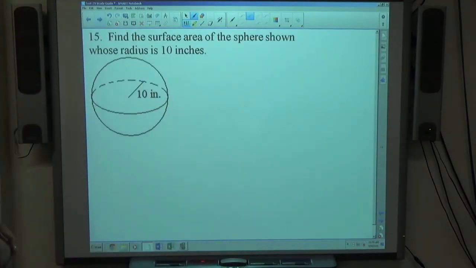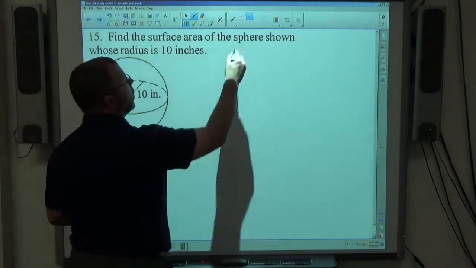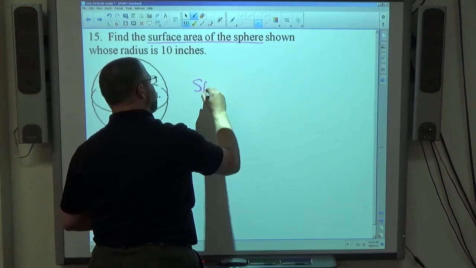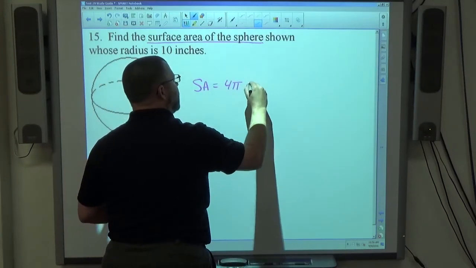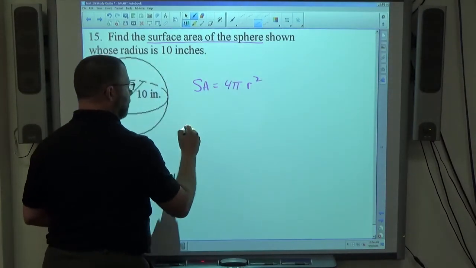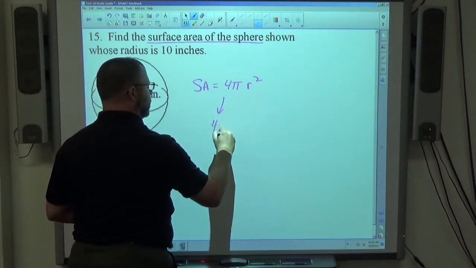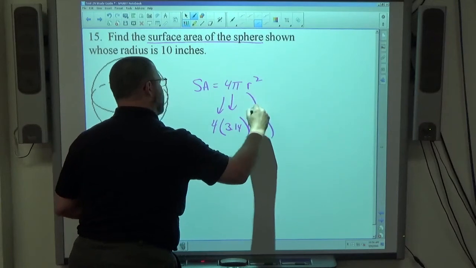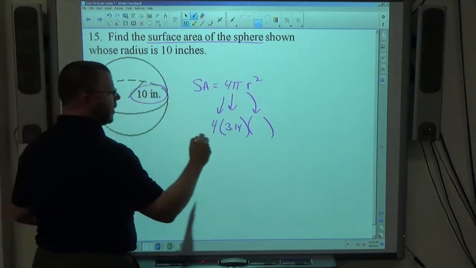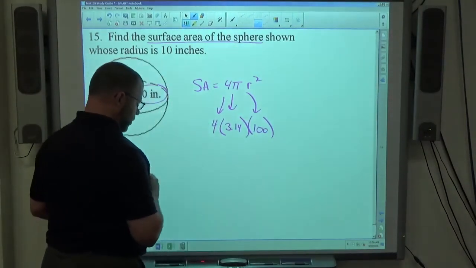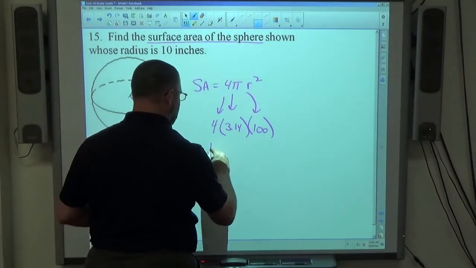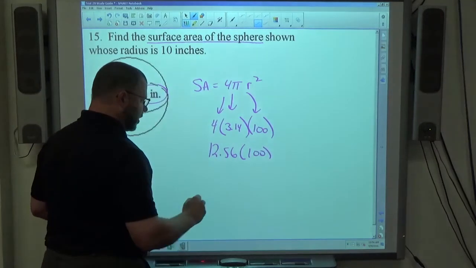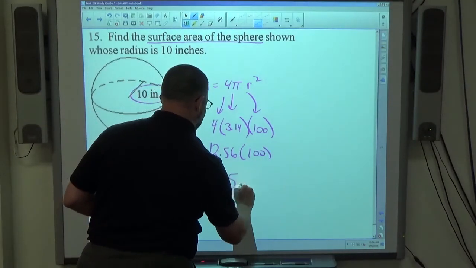And 15, find the surface area of the sphere. We look at our formula sheet, or hopefully in our memory. The surface area formula for a sphere is 4 pi times the radius squared. So all I have to do is 4 is 4, pi is 3.14, and the radius squared, the radius is 10 inches, square that, you get 100. So then we just have to do 4 times 3.14, which is 12.56 times 100. And 12.56 times 100 is 1,256.